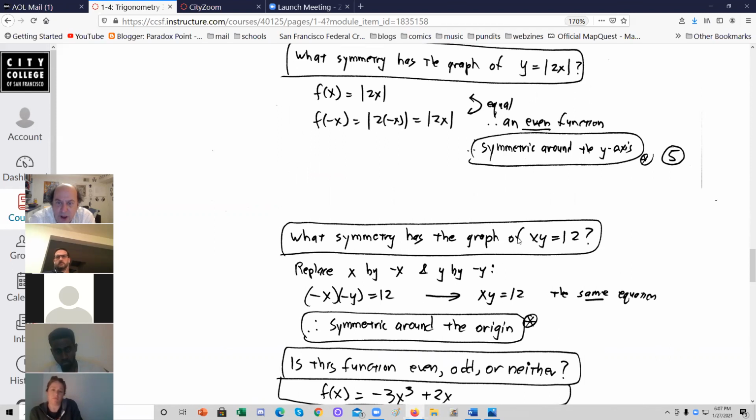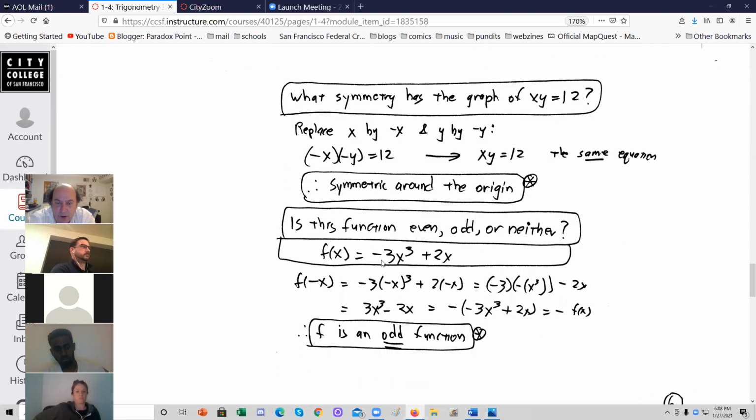What is the symmetry of the graph of xy equals 12? Well, if you replace x by negative x and y by negative y, then you get negative x times negative y equals 12. But the negatives cancel and you get xy equals 12, the same equation. So if you replace x by negative x and y by negative y, you get the same graph. So this is symmetrical around the origin. You can write that as y equals 12 over x, and that's easy to see is an odd function. 12 over negative x is negative 12 over x. So the same equation, symmetrical around the origin.